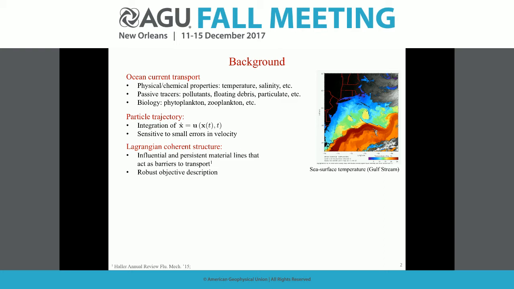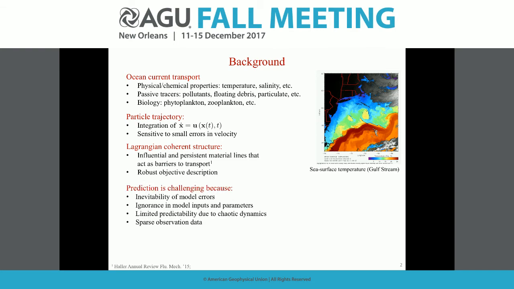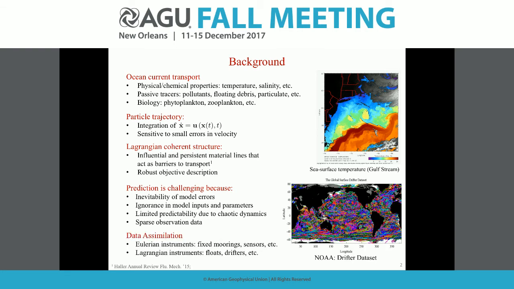If we know the background velocity field well, we can essentially predict the trajectories and the coherent structures. But prediction itself is challenging, because at the end of the day, you have errors in the model. There might be uncertainty in your parameters or forcing, and you might have sparse observation data to begin with. So this motivates the need for a probabilistic formulation, and at the same time, you want to assimilate any incoming data, be it from Eulerian instruments, which might be fixed moorings or sensors, but also Lagrangian instruments, which are dynamic, especially because these have very high spatial coverage, as you can see on the right.